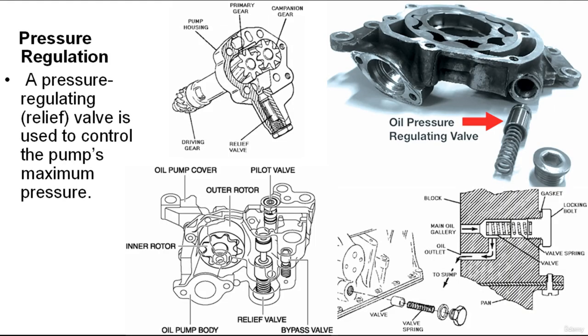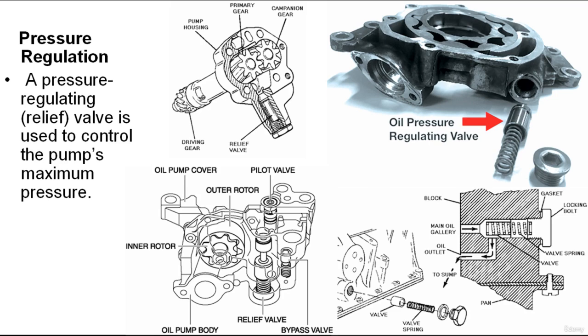In order to regulate the pressure, we have the pressure regulation. The faster an oil pump turns, the more oil it will move, therefore its output pressure increases. So a pressure regulating valve or relief is used to control the pump's maximum pressure. Excessive oil pressure can lead to poor lubrication due to the oil blowing past parts rather than flowing over them.